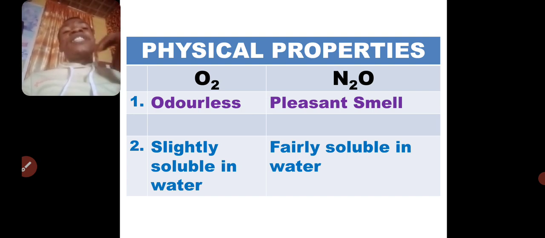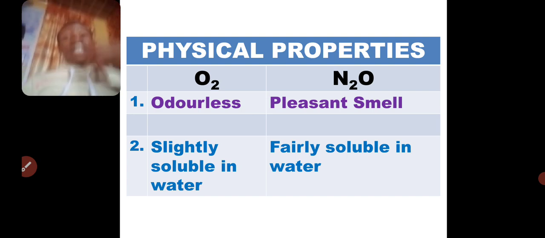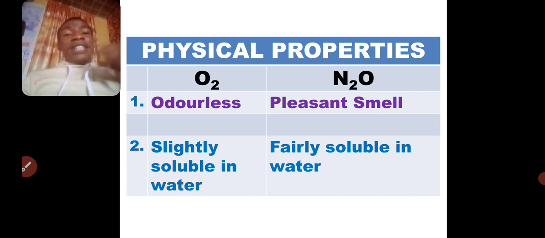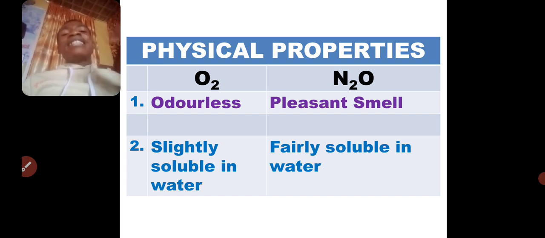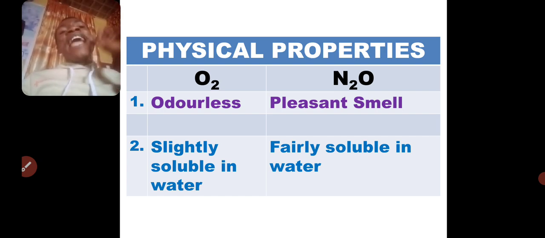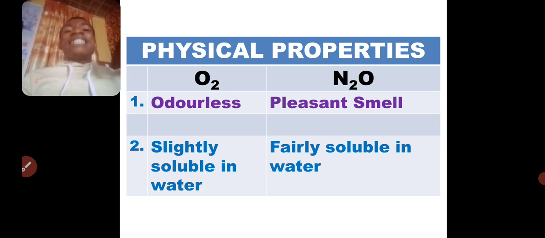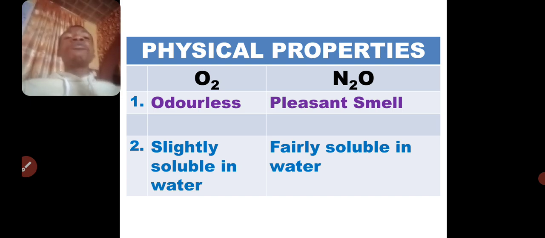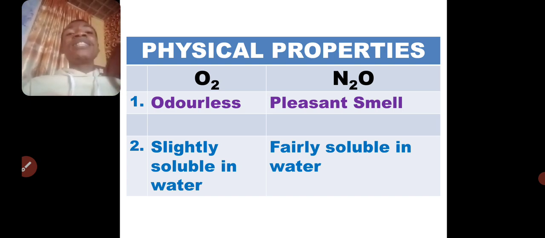For example, physically, oxygen is odorless. It doesn't produce an odor. But nitrogen(I) oxide has a pleasant smell. It has a nice smell. Two, oxygen is slightly soluble in water. That is, about 25% of it will dissolve in water. But nitrogen(I) oxide is fairly soluble. That is, it is significantly soluble. About 75% of it dissolves in water.